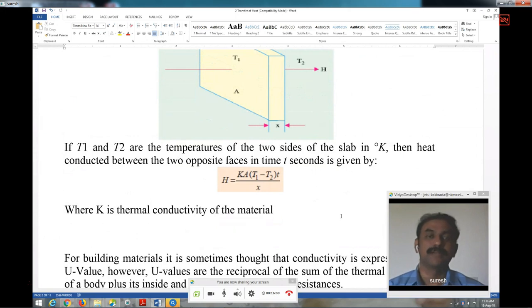And t is the time for the transfer of the heat. Then A is the cross-section area of the material. So by this principle, we can calculate the heat conducted between the surfaces.